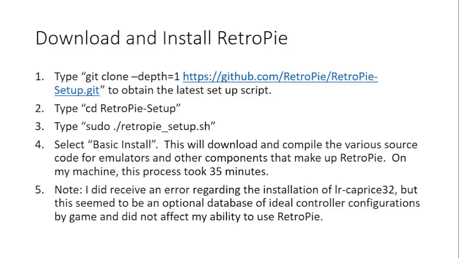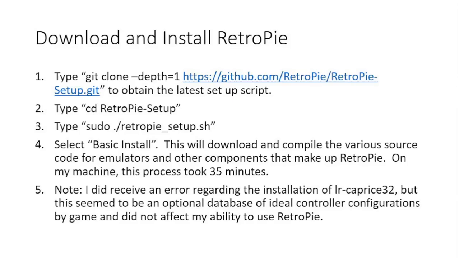Alright, now we're finally ready to download and install RetroPie. We're going to use the git package that we just installed. We're going to type git clone --depth=1. We're going to pass in the address of the GitHub repository, which is https://github.com/retropie/retropie-setup.git to obtain the latest setup script and copy of RetroPie.